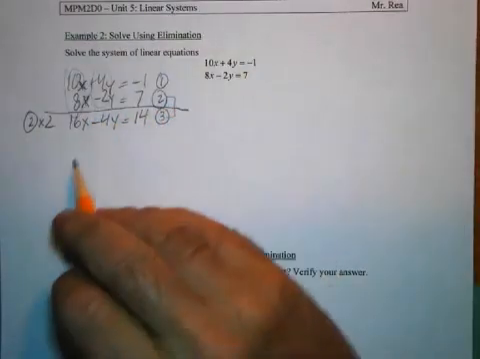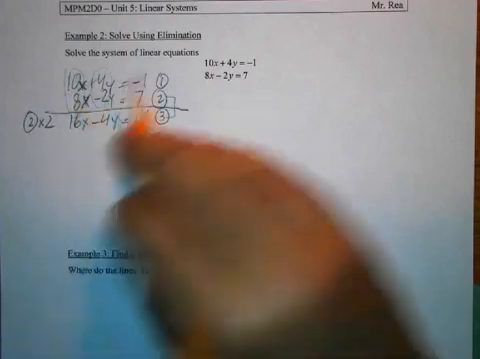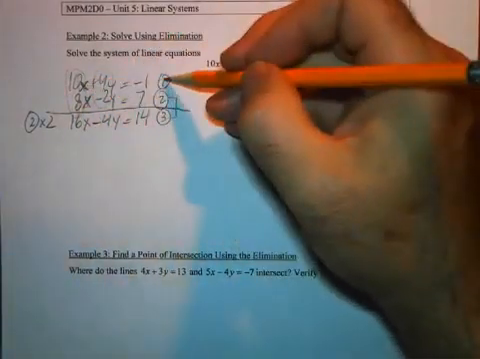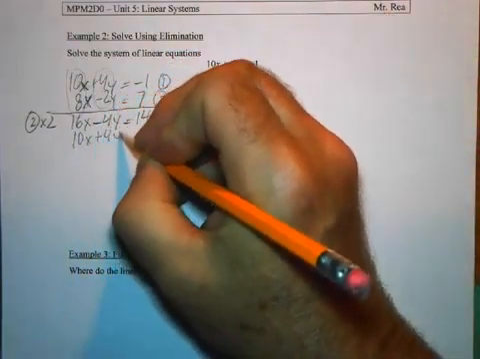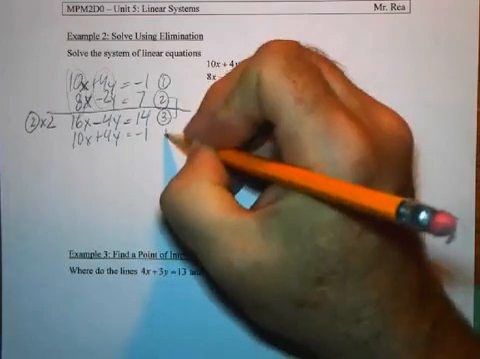Now, some people don't do this. I think it's a good thing to do. I'm just going to copy equation 1 down here. So 10x plus 4y equals -1. That's equation 1 again.